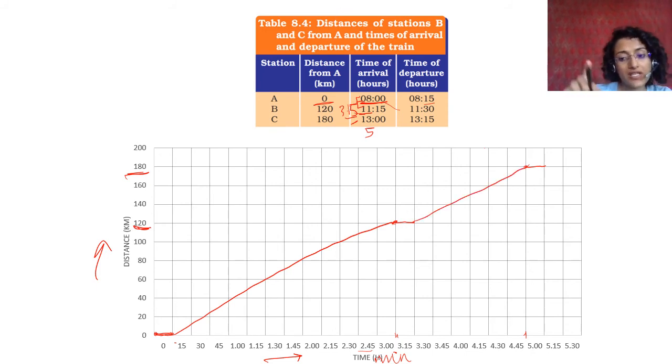Of course you have to use a scale. I cannot use a scale, so it has been drawn like this. You will see that you can get this kind of a graph where for these 15 minutes at station A, at station B, and at station C the train is stopping, so the distance moved is 0, but time is a 15 minute interval. Okay, this is the kind of graph you will get for this.